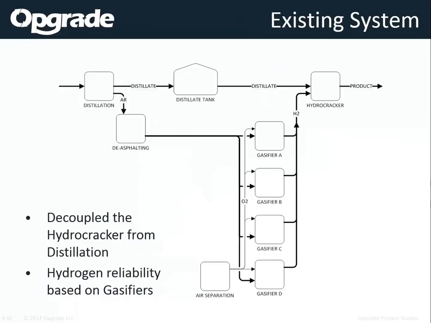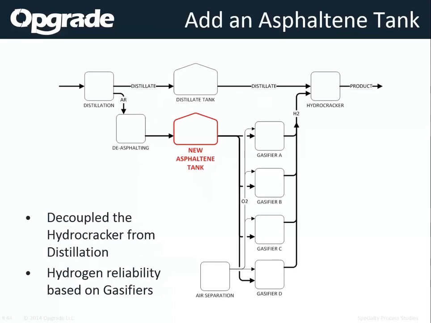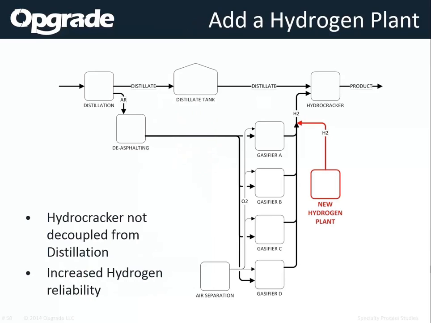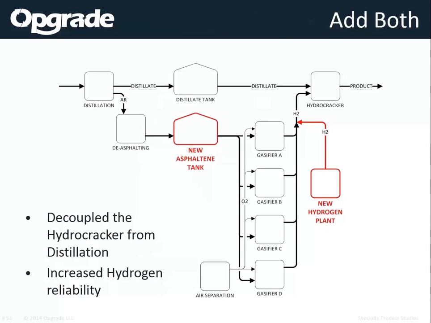For a quick example of this, if you had a distillation unit, where the bottoms went to a de-asphalter, which is that upgrader, and you had a tank here, and you had gasifiers producing hydrogen to go to this hydrocracker. This is a split flow system. What if we put a new tank in here? How big should that tank be? What is the value of that tank? Or what if we put in a hydrogen plant here to supplement hydrogen, because I've yet to meet a reliable gasifier? What if we did both?